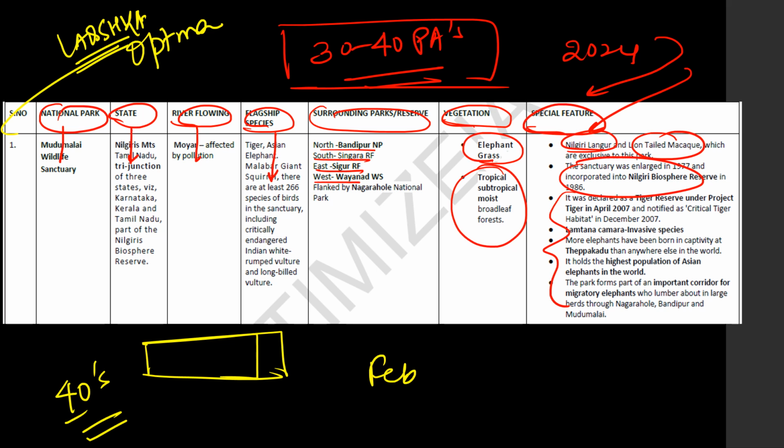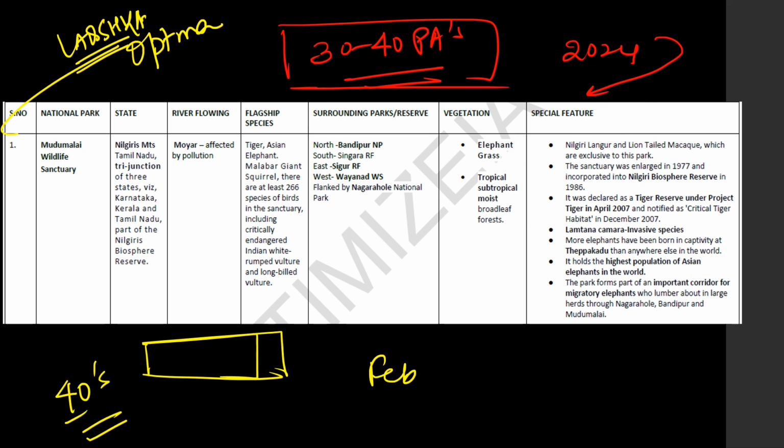Because I want to cover the entire year's protected areas which are in the news, I'll be giving them to you in this format. This is going to help you a lot, because if you just see it at one glance, you will be able to remember and figure out what the important stuff is. I'll be highlighting the most important stuff which you need to remember. For example, the river: the Moyar River, and Mudumalai National Park or Mudumalai Wildlife Sanctuary is in the news. You must be knowing that. Then elephant grasses. And you can see here Theppakadu, where the elephant training camp is. So this is very, very important.